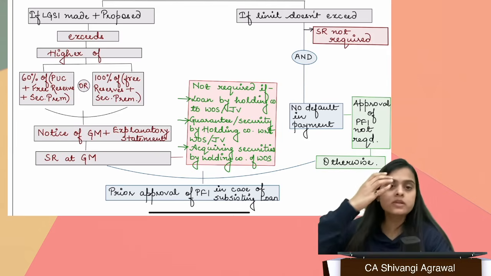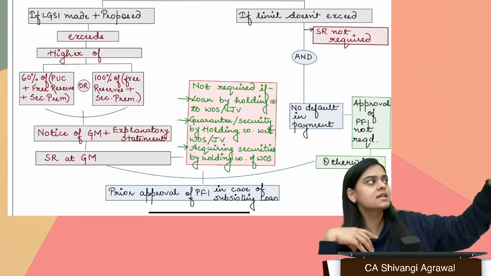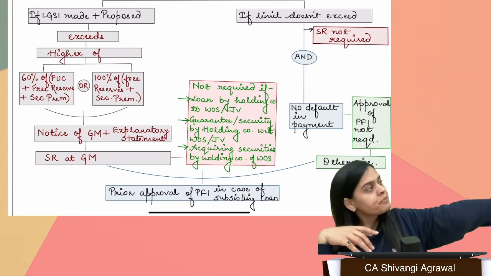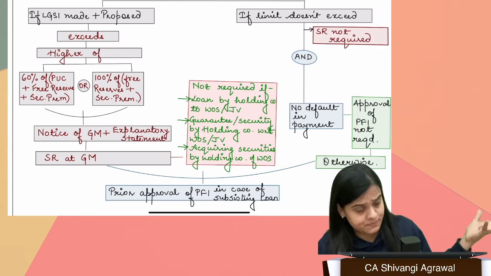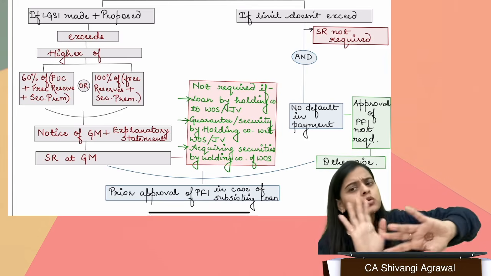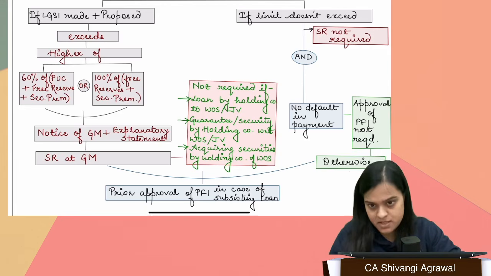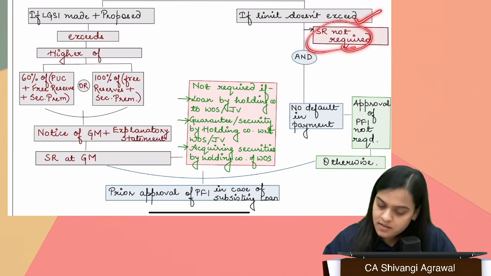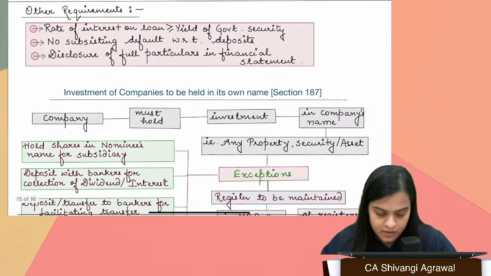Now, there is one more thing which we call PFI approval. PFI approval means the company has taken loan from any bank or PFI, right? You need their approval also if the limit exceeds. If the limit does not exceed, then you don't need their approval unless you have done a default in repayment. Okay. So if the limit does not exceed, SR not required, and no default in payment, approval of PFI also not required. Otherwise, you need PFI's approval. Clear?